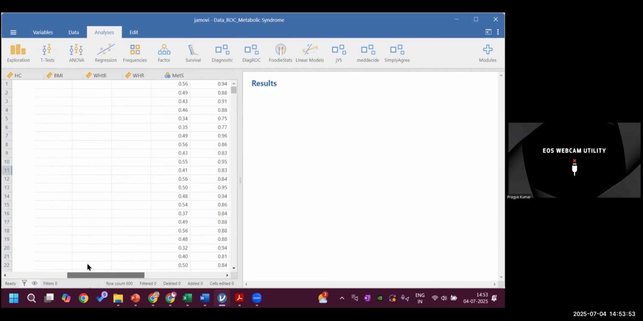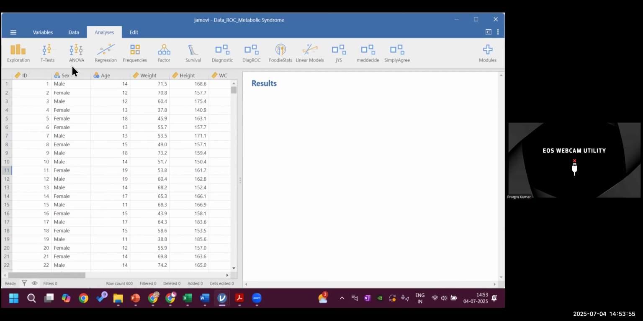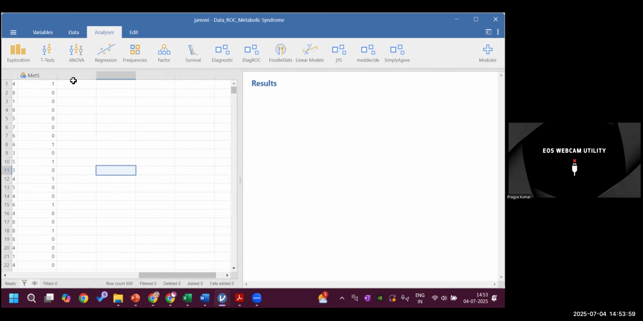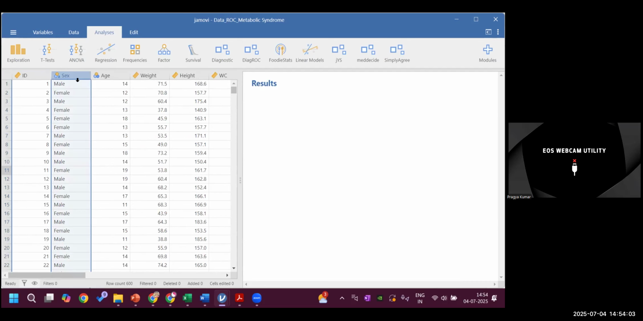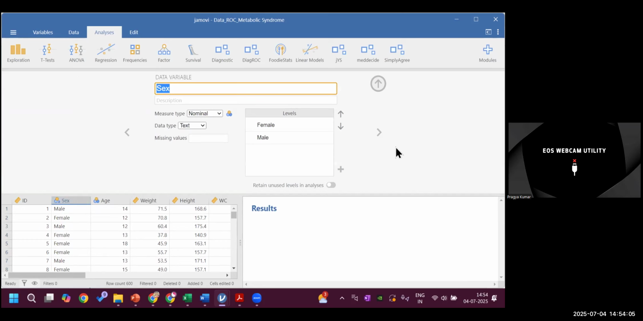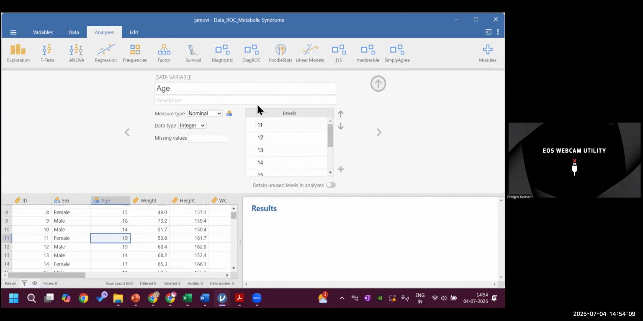So this is my data set. You all have this data set. We'll see this one by one. This is your gender, male and female. This is your age. Age is continuous. Let me change this. Again, you also change. First, you check the data.